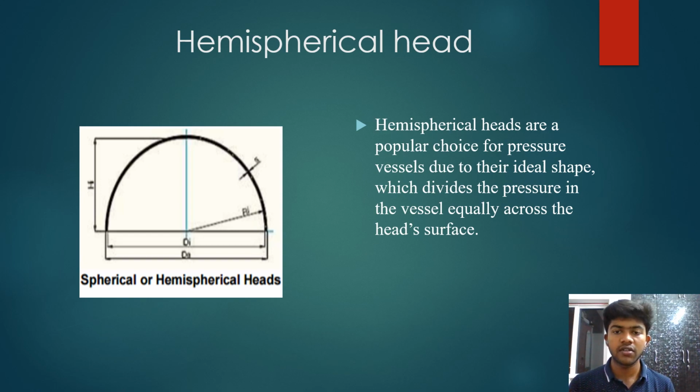Hemispherical heads are a popular choice for pressure vessels due to their ideal shape, which divides the pressure in the vessel equally across the head surface.